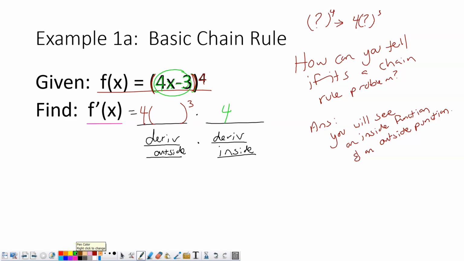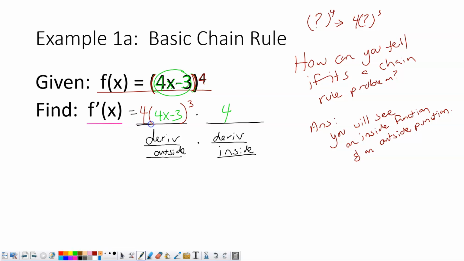For this step, when you take the derivative of the outside, you do not change the inside. The inside stays the same. Okay? It's over here where you take the derivative of the inside. But for this first part, you do not take the derivative of the inside. So there it is. Now, we can simplify this a little bit.